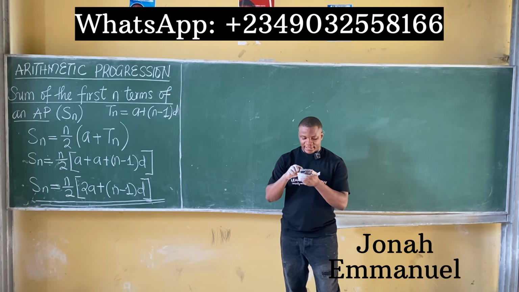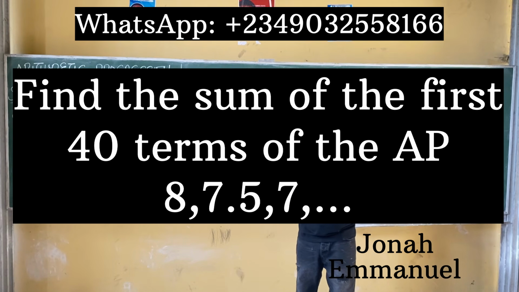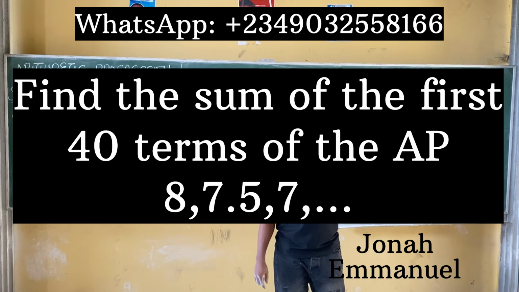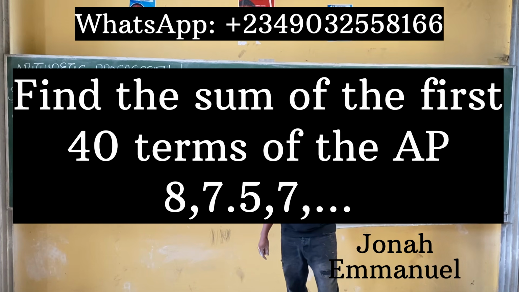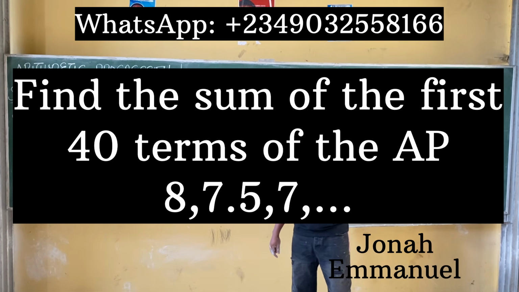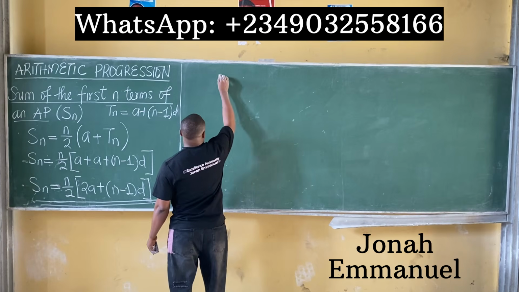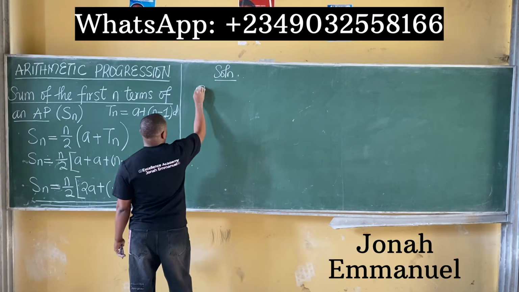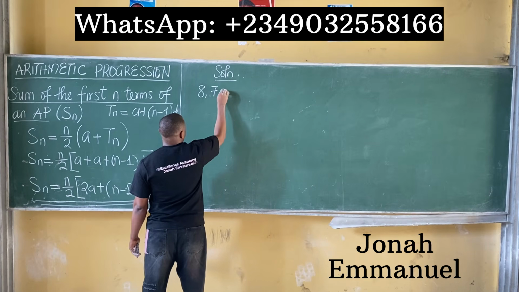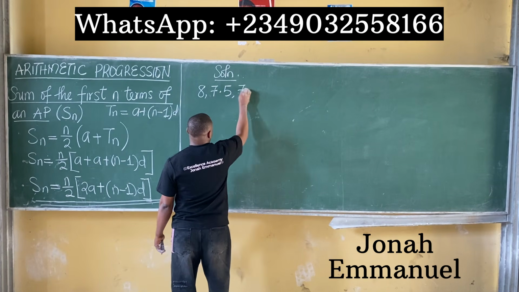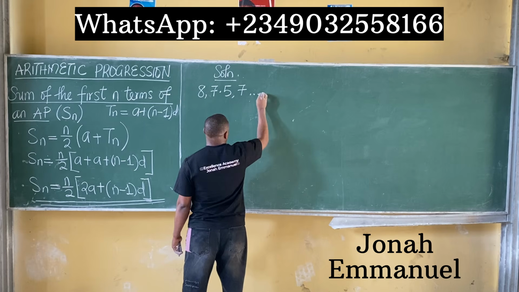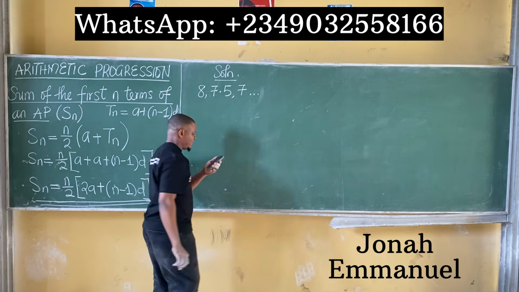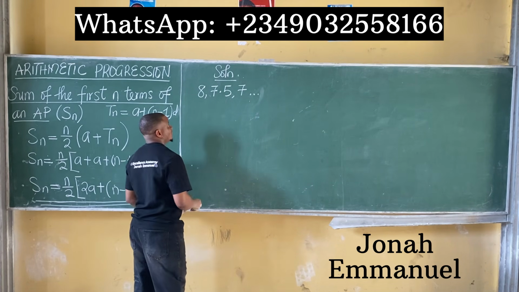Now let's take the first example. Example 1: find the sum of the first 40 terms of the AP 8, 7.5, 7, and it continues. Solution: we're given the AP 8, 7.5, 7, and it continues. We are asked to find the sum of the first 40 terms of this AP.